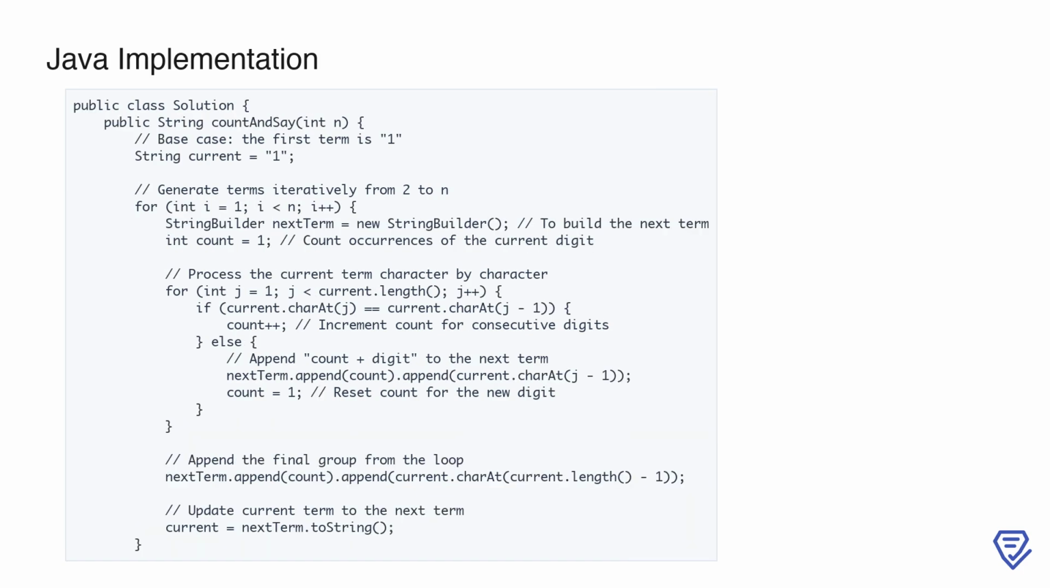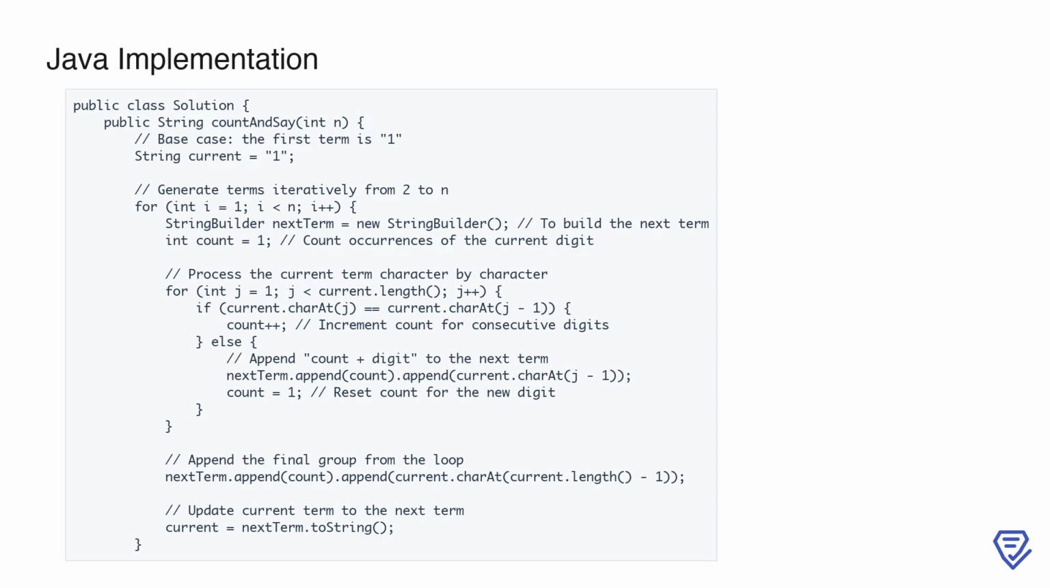In this Java implementation, we start by defining a class called Solution and a method named countAndSay that takes an integer n as input. The first term of the sequence is initialized to the string 1, which serves as our base case. To generate the sequence iteratively, we use a for loop that runs from 1 to n-1. Inside this loop, we use a StringBuilder object named nextTerm to construct the next term of the sequence dynamically. We also initialize a variable count to 1, which tracks the number of consecutive occurrences of a particular digit.